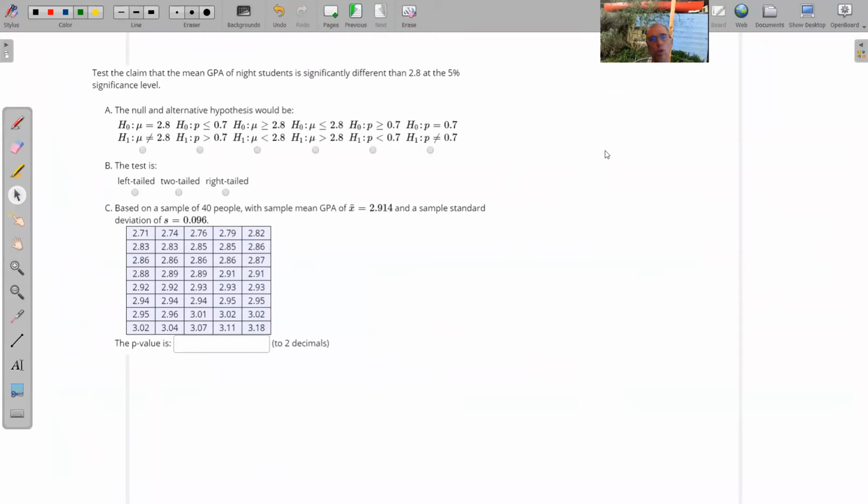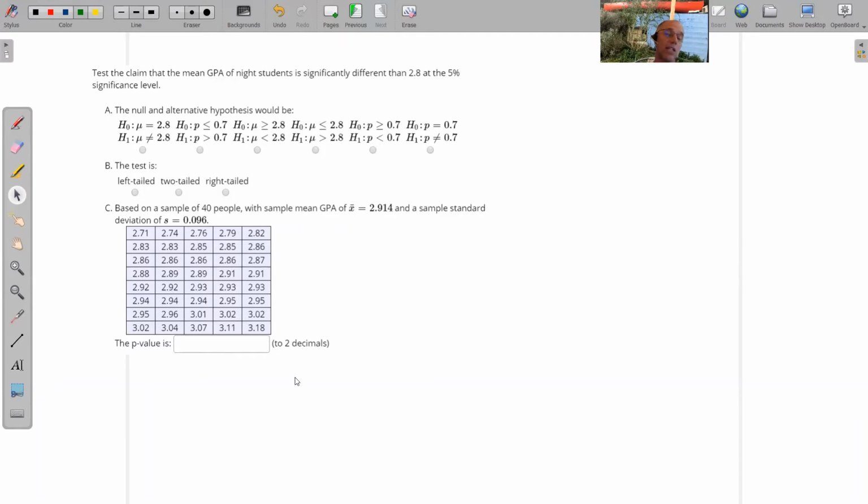All right, so according to my cheat sheet flow chart there, I have, let's see, how many people? 40. Okay, that's not small, but anywhere in here, do you see the standard deviation of the population is blah, blah, blah? So let's read it again. Test a claim that the mean GPA of night students is significantly different than 2.8 at the 5% significance level. And they say, pick the hypotheses. Is it left, right, or two-tailed? And then there's 40 people here with a mean of 2.914 and a standard deviation of 0.096.